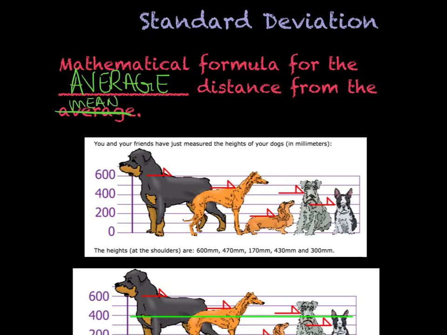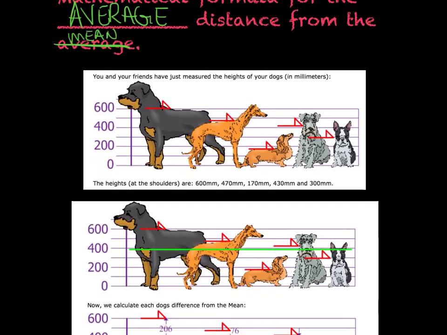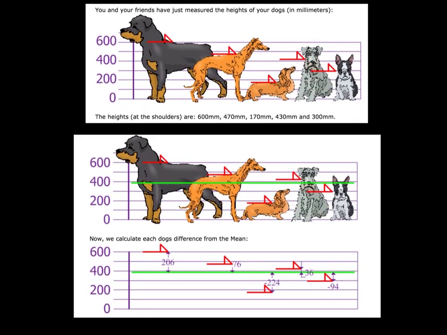So here's my picture here. I've got a kind of goofy looking picture. We've taken 5 dogs of varying sizes. We've measured their height at their front shoulder. And that's what these little red lines represent here. They're measuring the height. What we're going to do here is find the average, or the mean, height. And you'll see this beautiful green line right down the middle. That's the average height of the 5 dogs.